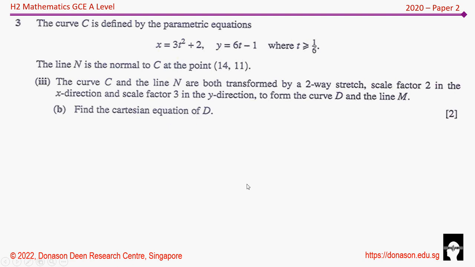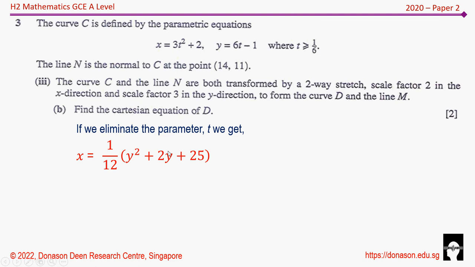Let's look at part B, which says find the Cartesian equation of D when we perform these transformations, a two-way stretch with a scale factor of 2 in the x direction and a scale factor of 3 in the y direction. And of course we have already calculated the parametric equation earlier, right? So it was x equals 1/12 y squared plus 2y plus 25, and when we have a stretch factor of 2 in the x direction, what we could do is replace the x with x over 2 and simplify the expression.